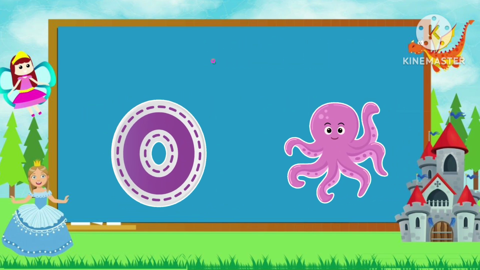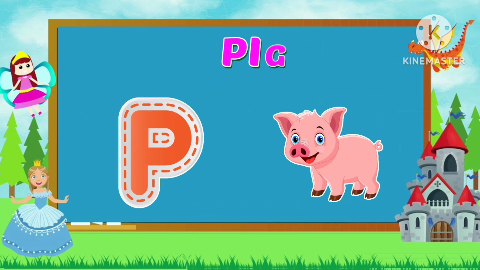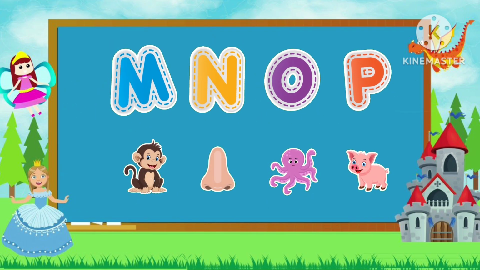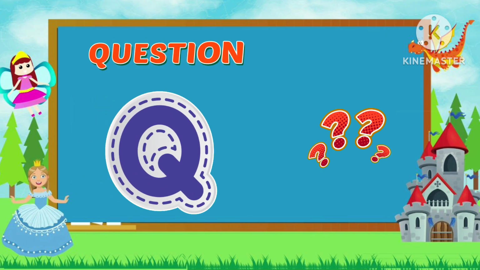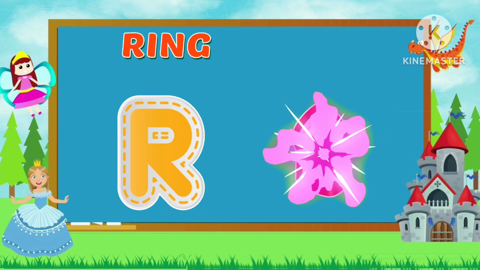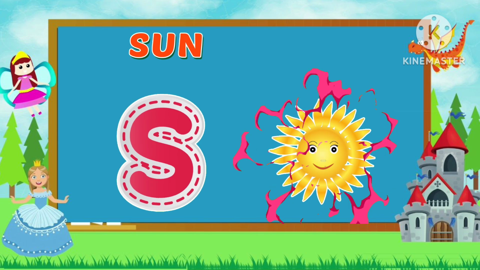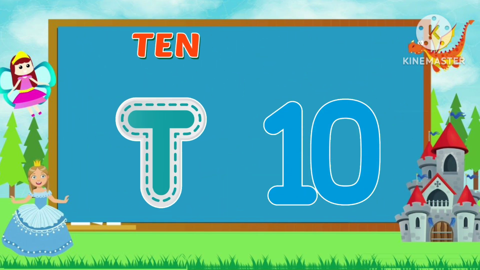O is for octopus, octopus. P is for big, big. Q is for question, question. R is for ring, ring. S is for sun, sun. T is for ten, ten.